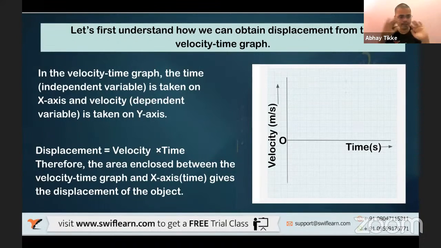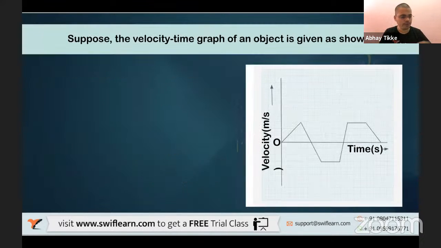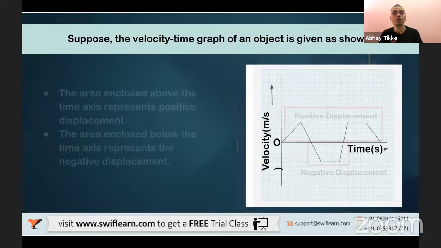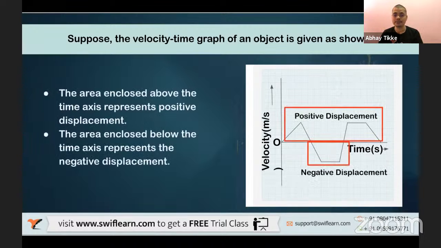Dheeraj, Mukesh, I hope there is no doubt. Okay, let us go ahead. If you have any doubts, you can please write in the chat as well. Fine. Suppose the velocity time graph of an object is shown. That is what we discussed. The area enclosed above the time axis represents positive displacement, and the area enclosed below the time axis represents negative displacement. Now, as this is pretty simple, you can see this.